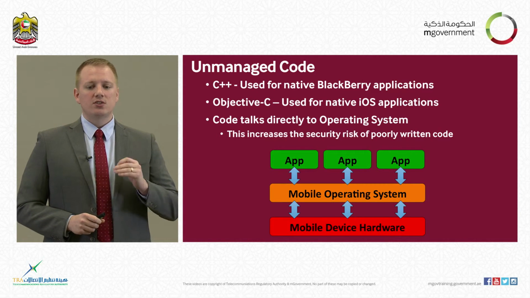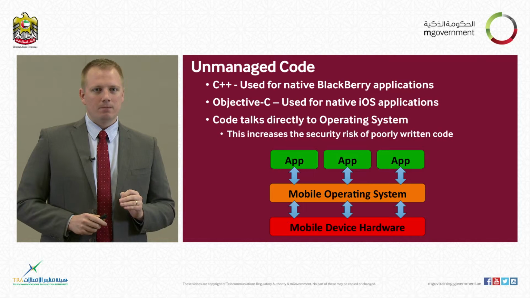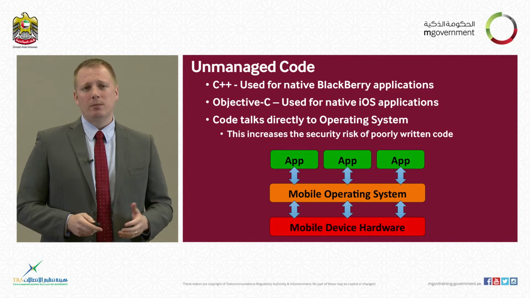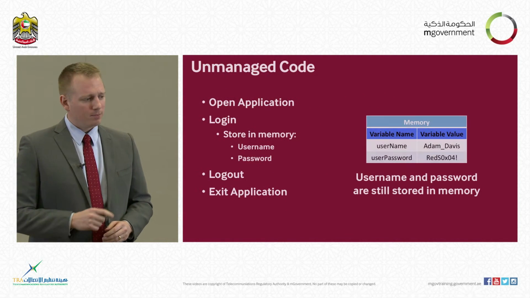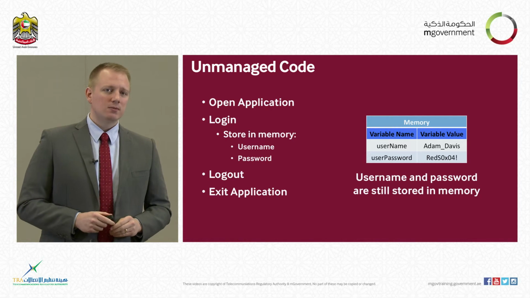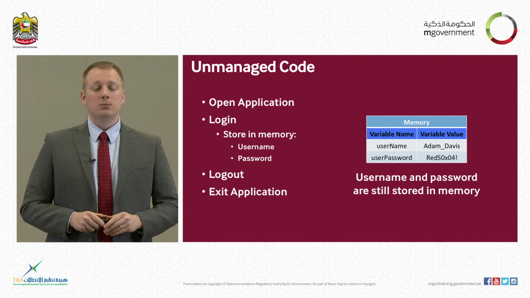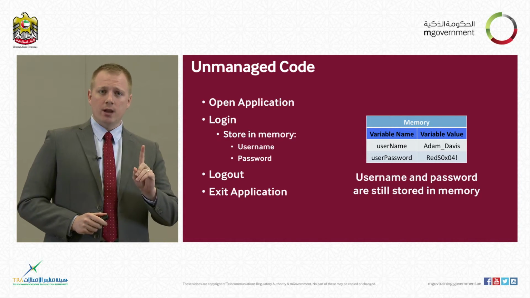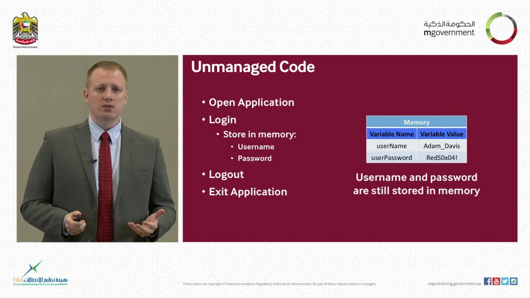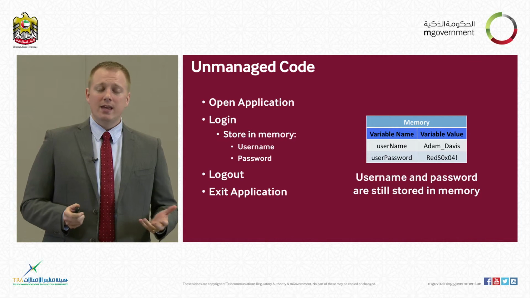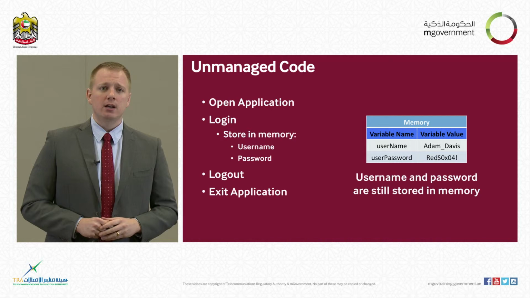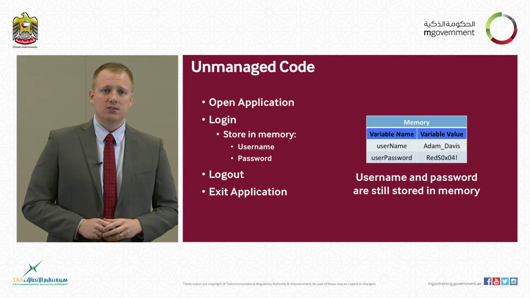So this code talks directly to the operating system, which can result in some potential problems if we have bad development practices. For example, let's suppose we have an application that someone opens and they then log in. So when they log in, they provide their username and their password. Well, we need to be able to store that information somewhere so that we can verify it. That information is stored in memory. Access to the memory is controlled by the operating system.